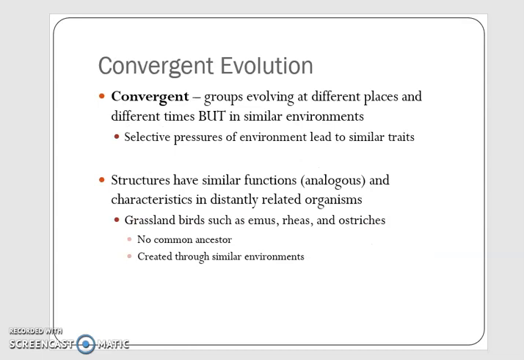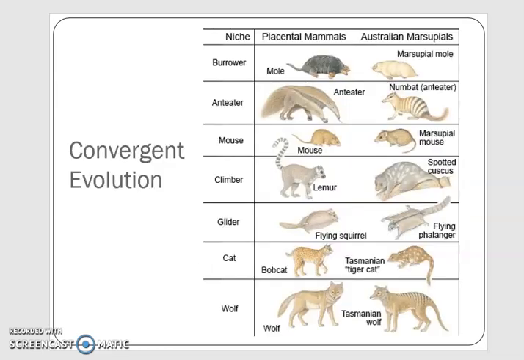Again, convergent evolution would be groups evolving in different places and at different times, but in similar environments. And so this leads to organisms that have similar traits and similar adaptations. It relates to analogous structures because they have the same function, but a different ancestor. And so, again, this common environment is what leads to convergent evolution. An example of that would be these animals that are very similar despite the fact that they don't necessarily live in the same place, but they develop similar traits based on where they live.